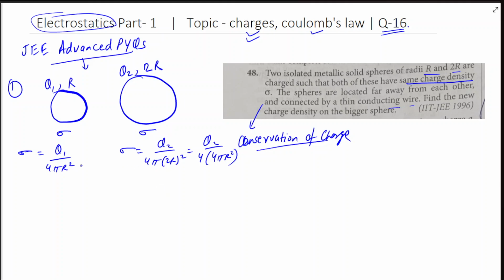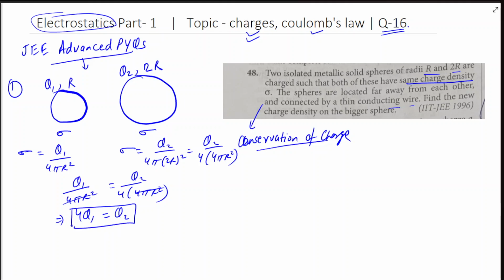So it will be Q2 upon 4 times 4 pi r square. We can write Q1 upon 4 pi r square equals Q2 upon 4 times 4 pi r square. The 4 pi r square will get cancelled, so we get a relation between capital Q1 and capital Q2: 4 capital Q1 will be equal to capital Q2, right? Perfect.